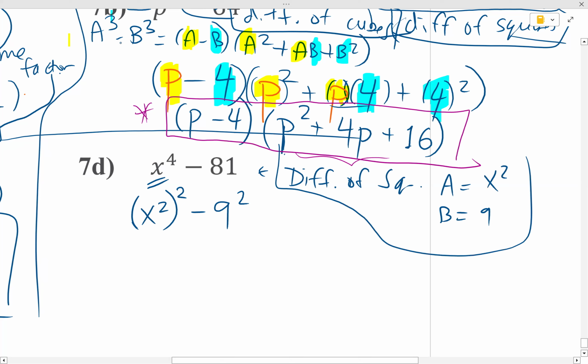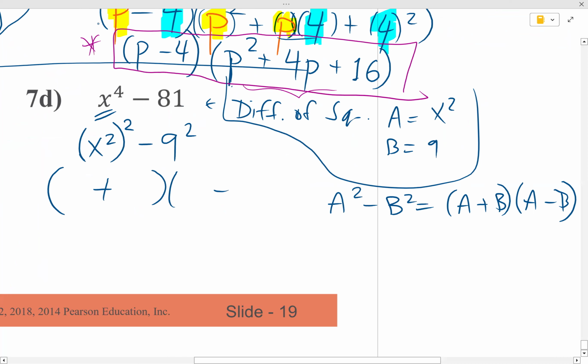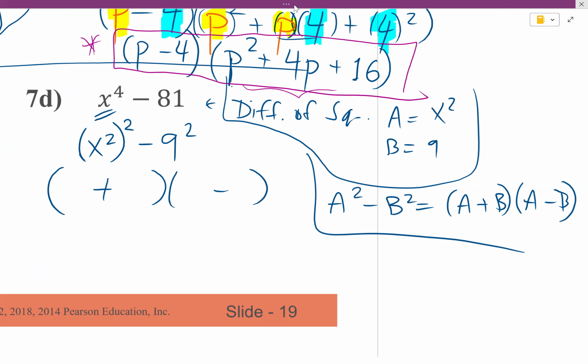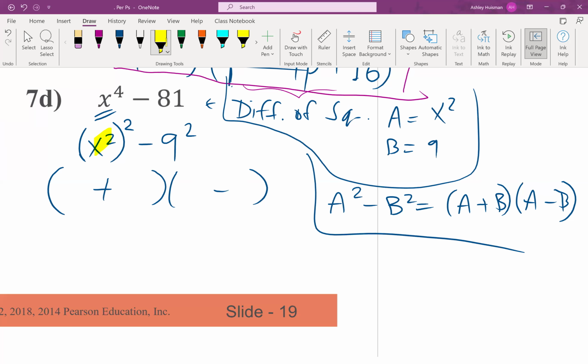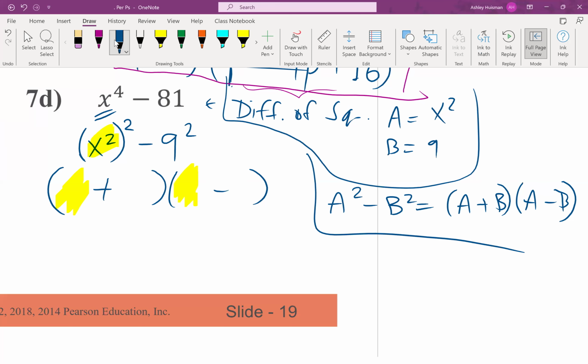Remember, you can always look back at the formula. For difference of squares, if it's something squared minus something squared, you can write it as 2 binomials, one with a plus, one with a minus, and it's just a in the first place and b in the second place. So it should look like something with a plus, something with a minus. And then the first thing is, what did you square to get the first term? It was x squared, so it's going to go here and here. So might as well put it there now, x squared.